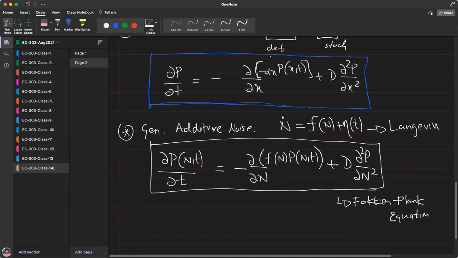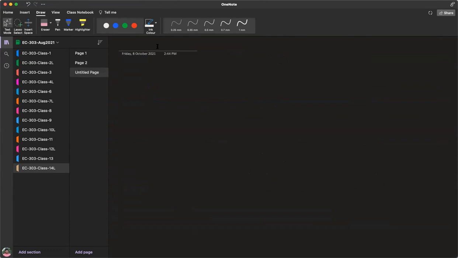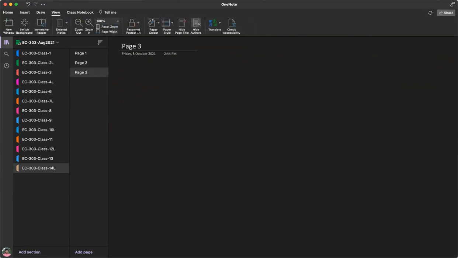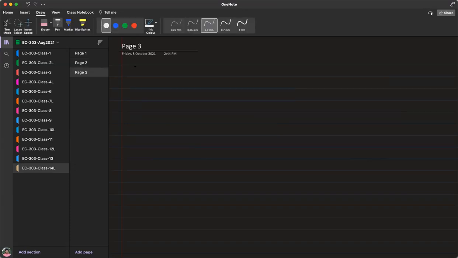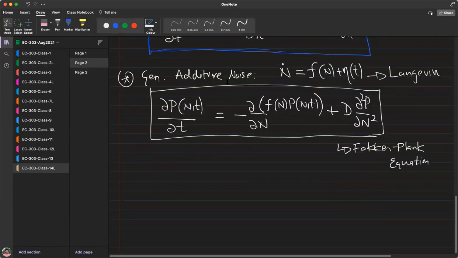Now let me tell you one more useful concept, which is about the potentials that we discussed last time, the effective potentials of the landscape picture. Oh, there's actually one more thing I must say on the previous slide. This is general additive noise. What about general multiplicative noise?